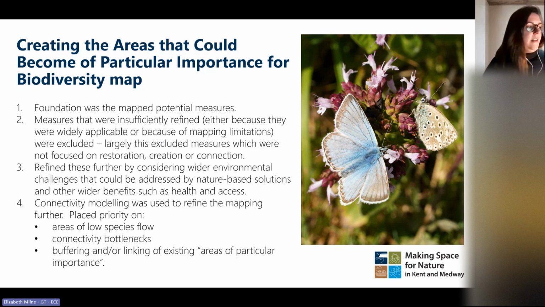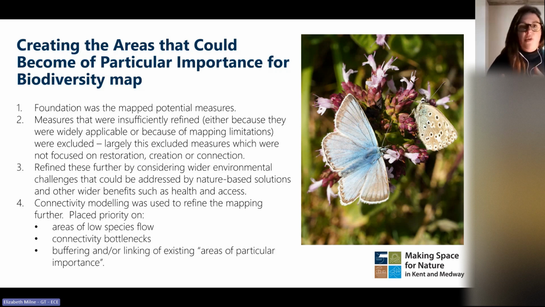So then we decided that the way in which we would really focus this down and get this targeted map that we are required to deliver was to use some connectivity modelling. So this placed priority on areas where there were low species flow, where there were connectivity bottlenecks, and also where it could offer buffering or linking of existing areas of particular importance. So going back to that map of the areas that already are considered of great value to nature and supposedly are providing for that, providing the opportunity to link those up and give us that connectivity across the county that I mentioned earlier on.